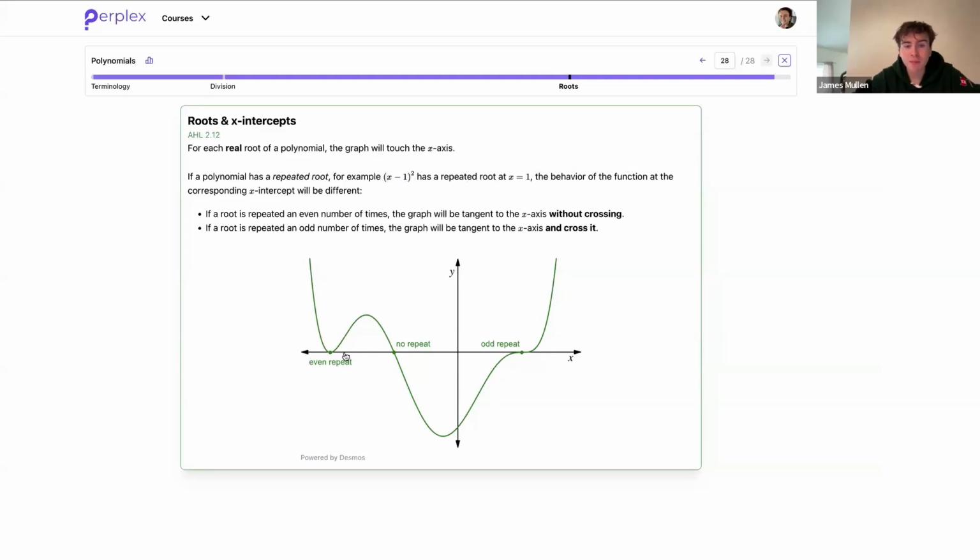I'm going to have this even repeat where the graph comes tangent, but then goes back up again, or goes away from the axis again. Now, if I just have a single root that is not repeated, I'm going to cross the axis. I'm going to change sign, and there's going to be no repeat.